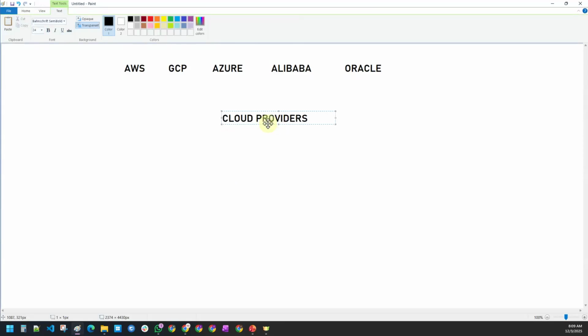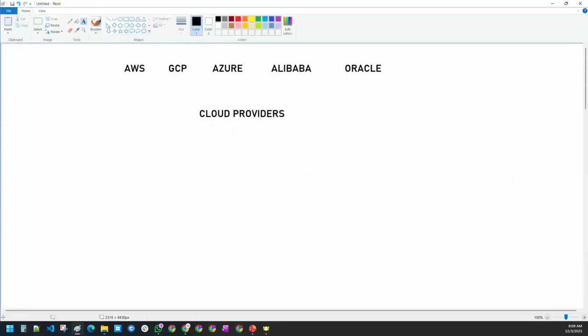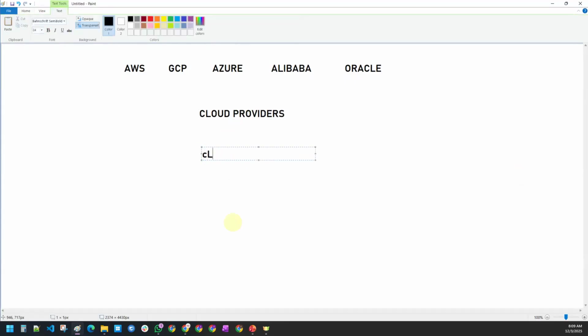So these are all multiple cloud providers. What do the cloud providers provide us? Can anyone tell me what the cloud providers provide us? The cloud providers provide you the cloud computing services, isn't it? So they provide you cloud computing services.